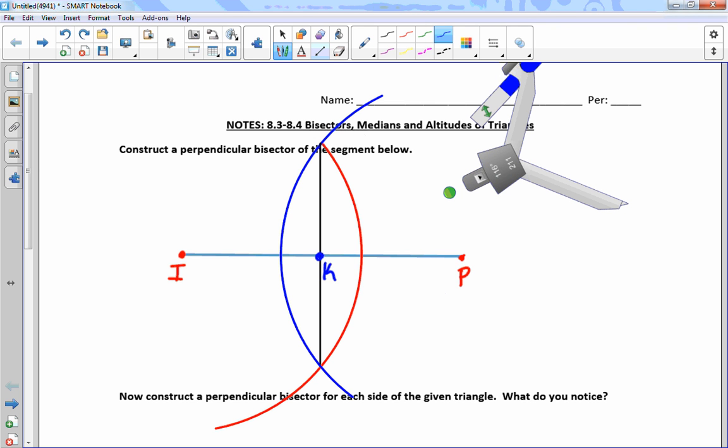Okay, so IK is now congruent to KP because they bisect each other. So we should do a tick mark to show congruence with that one, and a tick mark on KP to show congruence. That shows that we bisected. How do we show that it's a perpendicular bisector? A right angle. So at K, we're going to draw in a square.